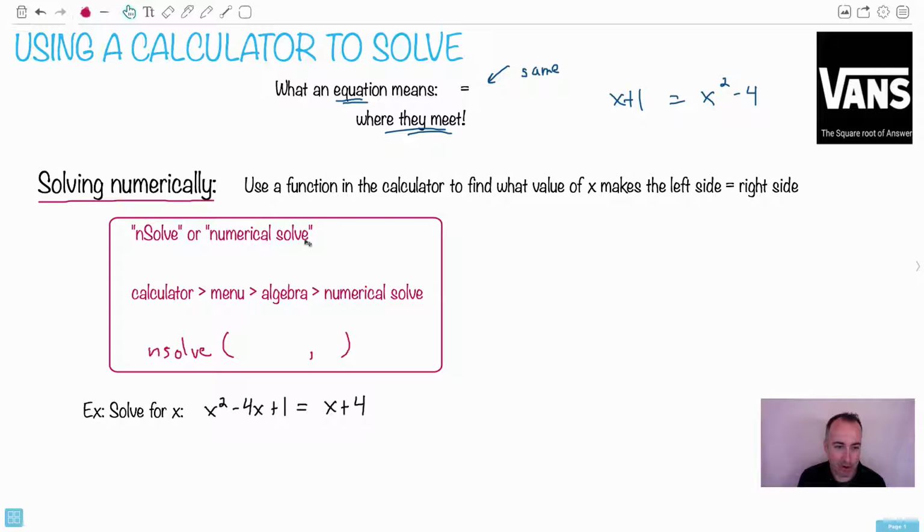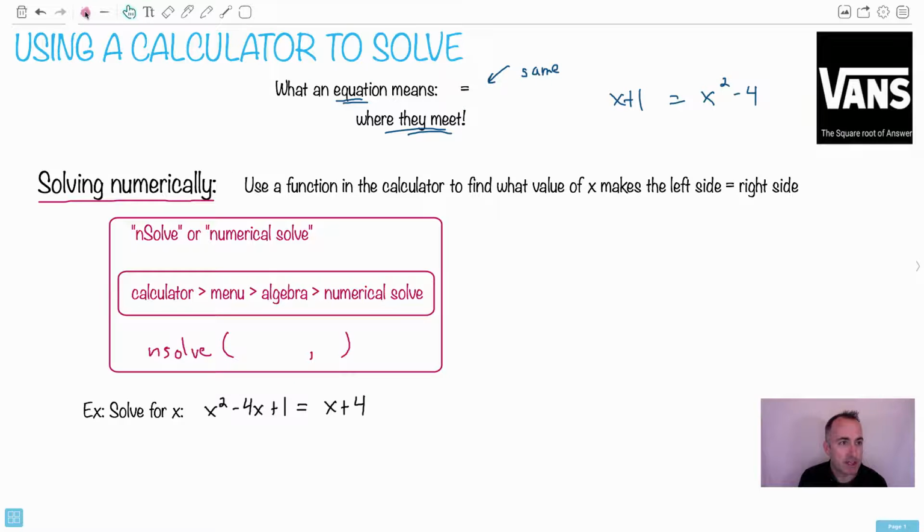It's called NSolve or Numerical Solve. And this sort of calculator short form that I'm going to show you is this one right here. So this is a little short form to tell you how to do it. You start off on a calculator screen. I'll show you this within the TI Inspire at least. So we're going to do the calculator screen. We're going to go to menu, then algebra, and use numerical solve. And the way that it's used, I've put it like this.